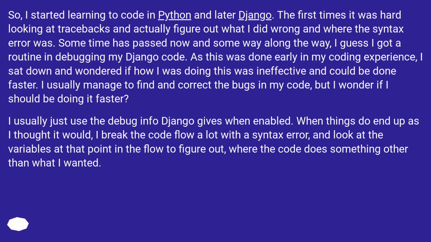As this was done early in my coding experience, I sat down and wondered if how I was doing this was ineffective and could be done faster. I usually manage to find and correct the bugs in my code, but I wonder if I should be doing it faster. I usually just use the debug info Django gives when enabled. When things don't end up as I thought they would, I break the code flow a lot with a syntax error, and look at the variables at that point in the flow to figure out where the code does something other than what I wanted.